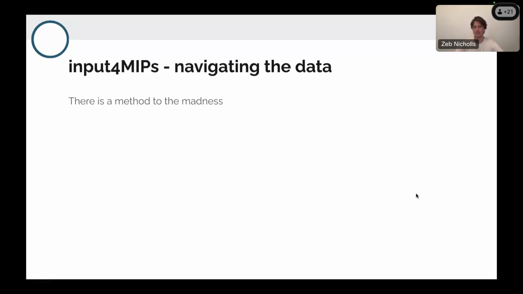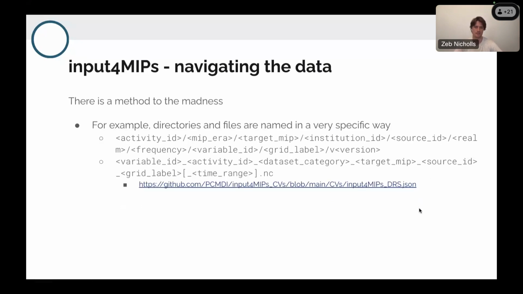In terms of navigating the data, there is a method to the madness, but it does take a little bit of time to get your head around and a little bit of engagement to figure out. So one example of this is that directories and files are named in a very specific way, and that allows us to keep track of their metadata. And that's captured in a very specific JSON file in this example.